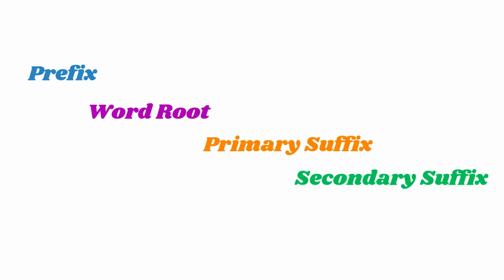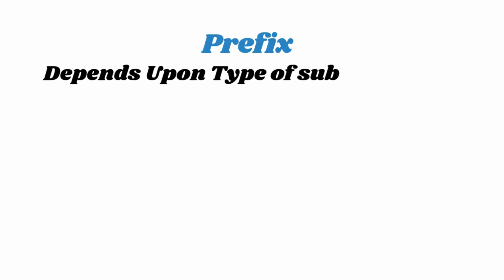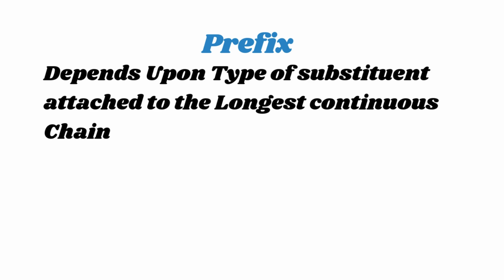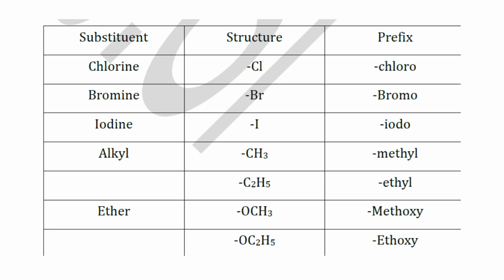Naming of organic compounds consists of 4 parts: prefix, word root, primary suffix, and secondary suffix. Prefix depends upon type of substituent attached to the longest continuous chain. Please pause the video and copy the chart in your notebook. You can memorize it later.